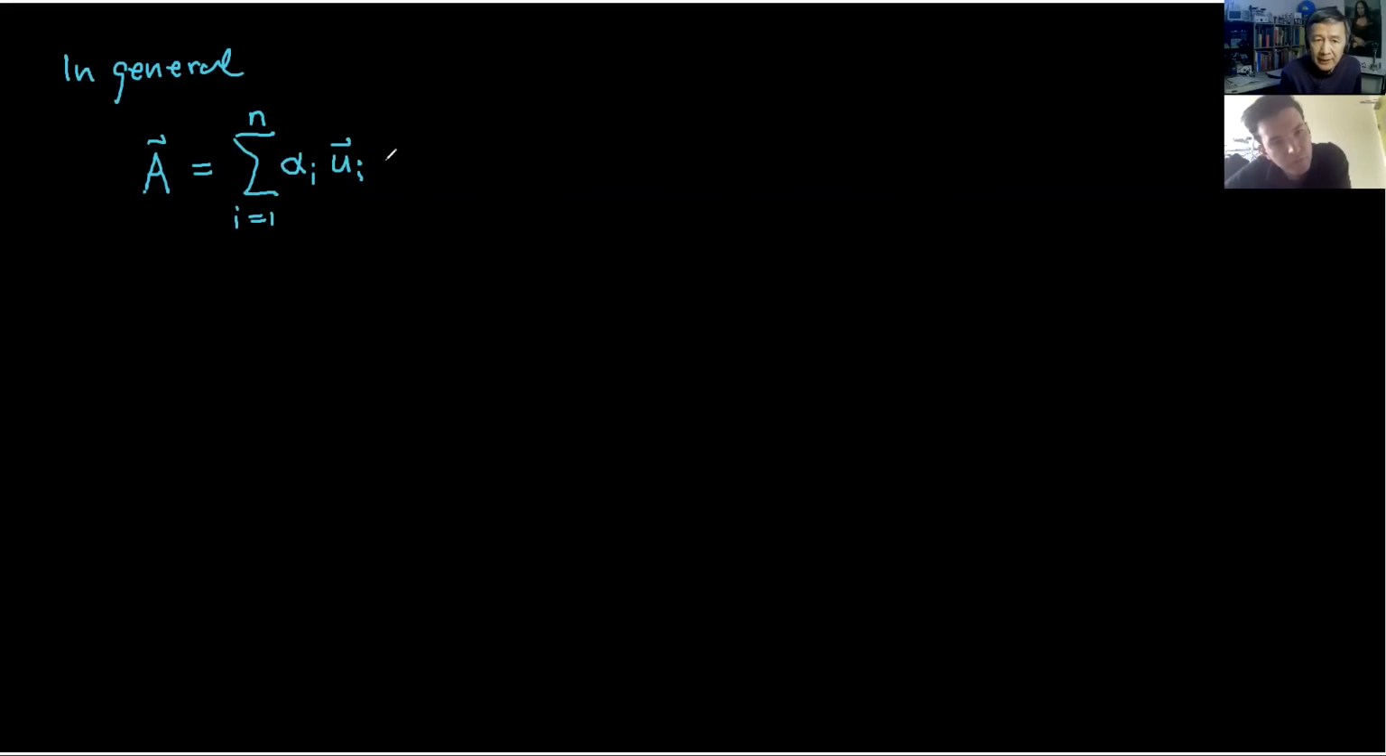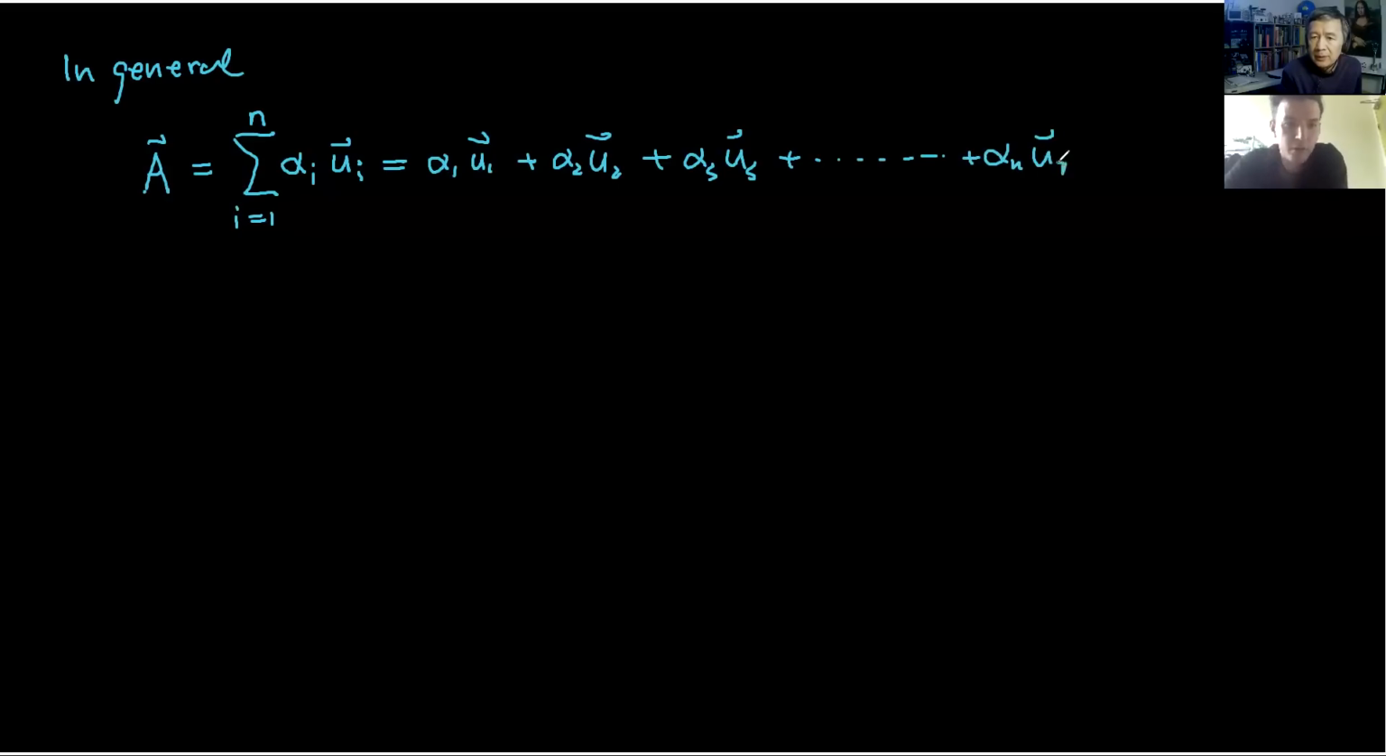If you expand that, that would become alpha 1 u1 plus alpha 2 u2 plus alpha 3 u3, and so on until alpha n un. So this is a very general form, where u is a unit vector.